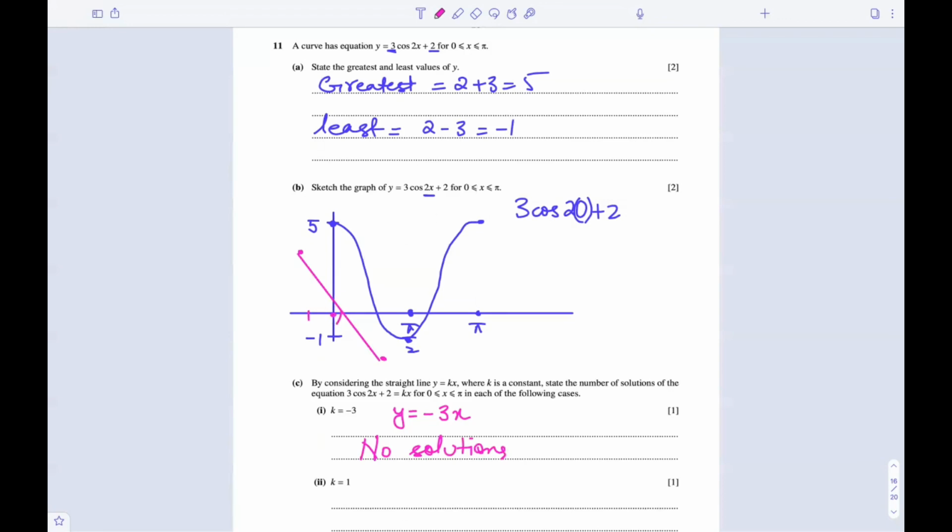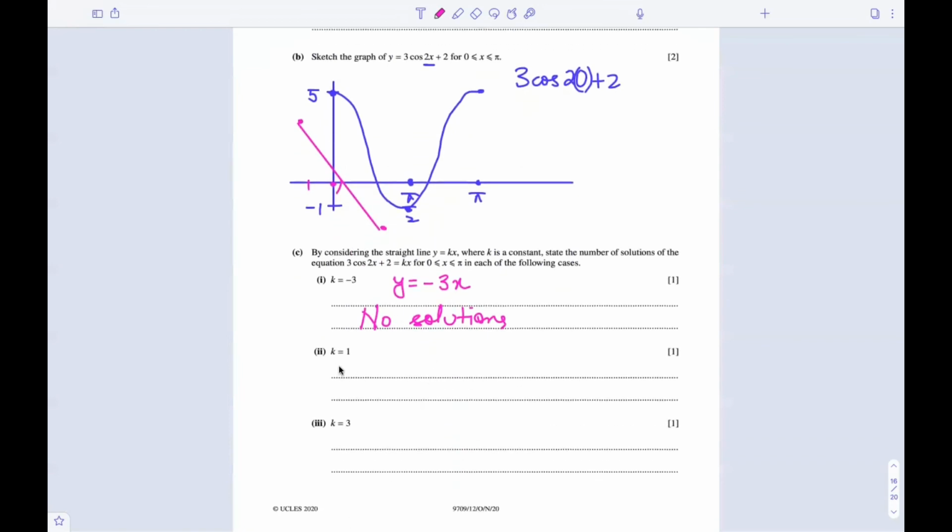Now in the next part, k is equal to 1, which means the equation is y is equal to x. Now when we make the curve for y is equal to x, it means when x is 1, y is 1, when x is 2, y is 2, and so on. So the line would be somewhat like this. Now we can see that they are intersecting at 2 different points, so the answer would be that it has 2 solutions. And for k is equal to 3, the equation would become y is equal to 3x. So the line would be somewhat like this. And we can see that for this part, there is only one solution.